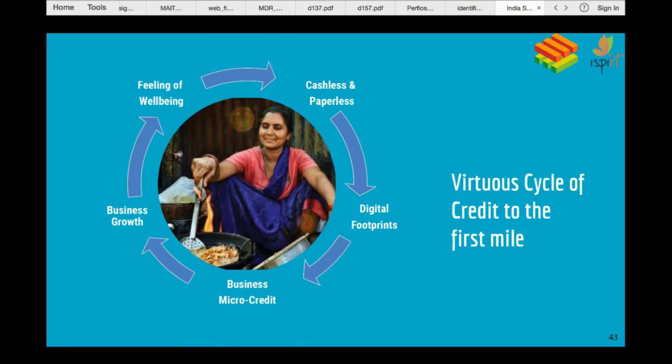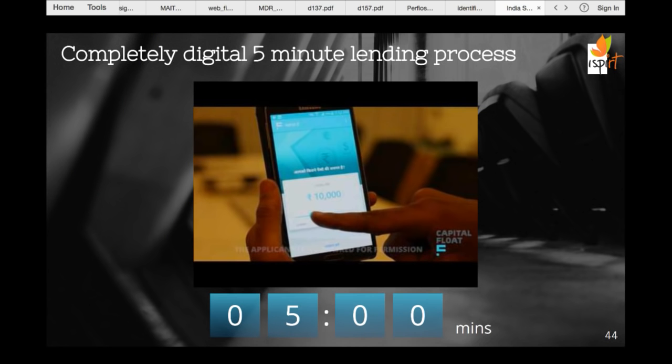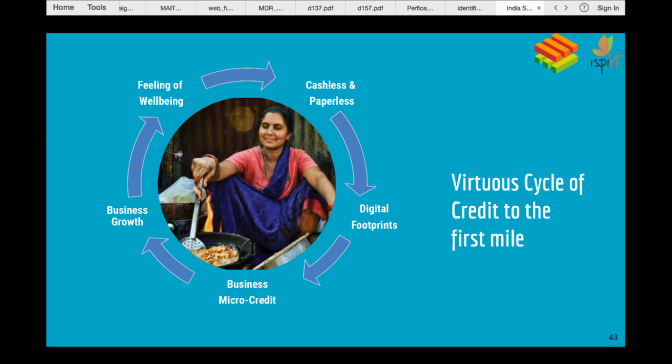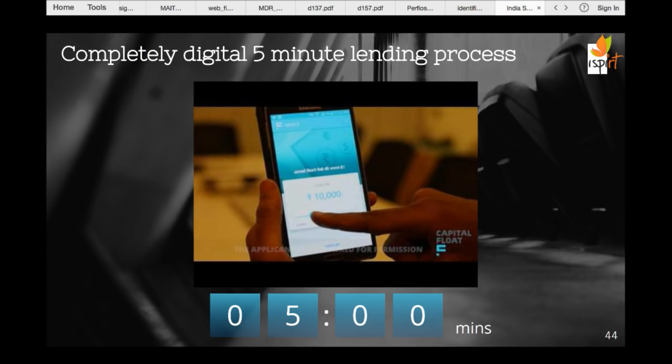So we actually did a pilot. Within 5 minutes, we were able to disburse loans in a cashless and paperless manner. I will not discuss the pilot here, but suffice to say, this is a theory that if a person gets credit on the basis of their digital footprints and sees business growth, this will improve their feeling of well-being, and they will in turn ask their customers to go cashless and paperless. And this is the virtuous cycle that we would like to enable for credit. I'm going to stop here and take some questions now.